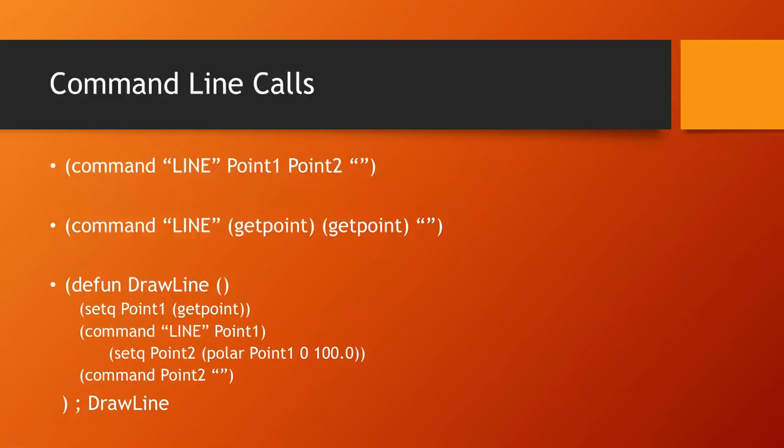Now I'm creating a function, and that's defun. That stands for define function. So that means that I'm creating my own function, in this case named draw line. The empty parentheses here just mean that it doesn't accept any additional parameters. So I'm creating my own function named draw line that ends down here.